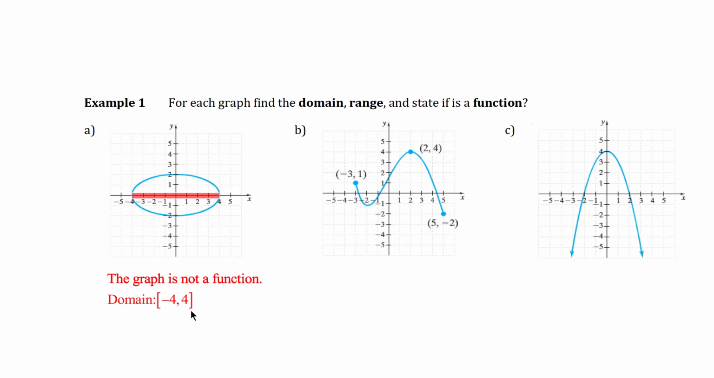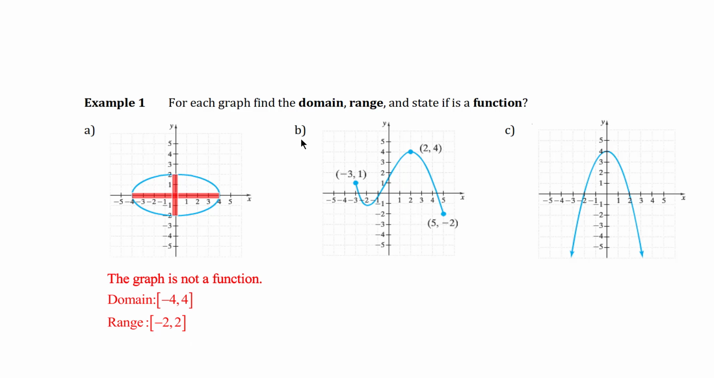Now to find the range. If we take a look at the y-axis, you can see that our graph doesn't use any y values below -2. It uses the y values above -2 all the way up to +2. So we write our range using interval notation, bracket -2, 2, close bracket.